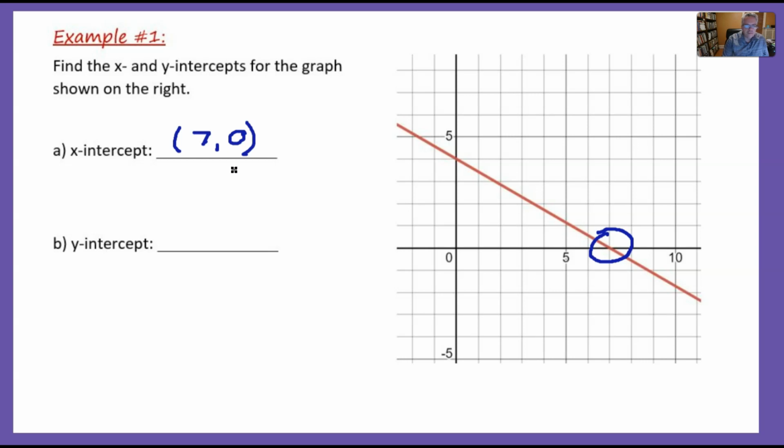This is kind of an important fact here, that to find the x-intercept, we look for the point where the y-coordinate is 0. So if we have an equation and we ask for the x-intercept, we're going to put 0 in for y and figure out what the value of x is.